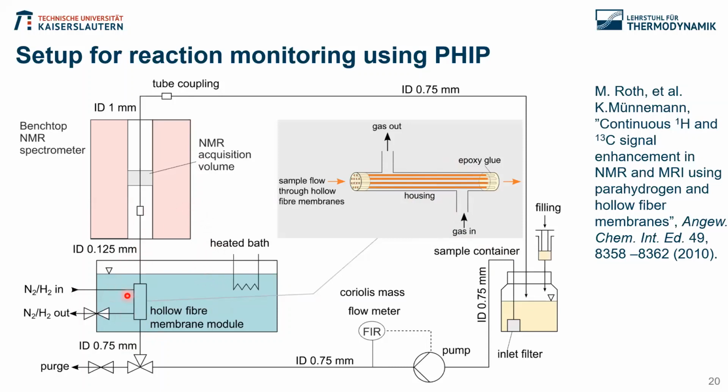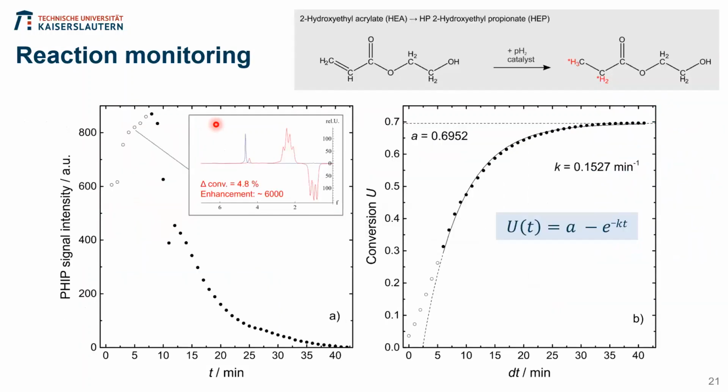Then we pump our solution through a very tiny capillary inside our benchtop NMR, where we have a widening of our capillary to an inner diameter of 1 millimeter. And then we just acquire our signal. So for that reaction of hydroxyethyl acrylate in water, we see that kind of signal intensity plot over time. So in this spectrum, here you see the water peak, and here you see the PHIP enhanced peaks of these protons.